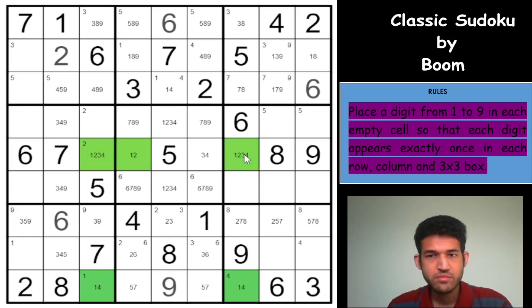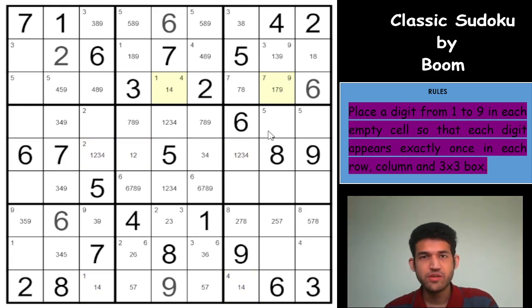Okay, let me just remove these colors now. They are kind of not helpful. So 1 in row 3 goes into these two cells. Okay, not much useful.